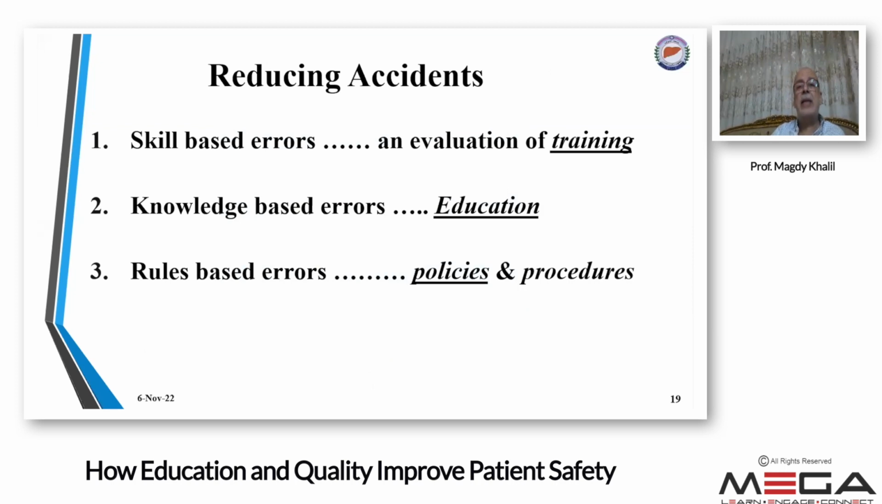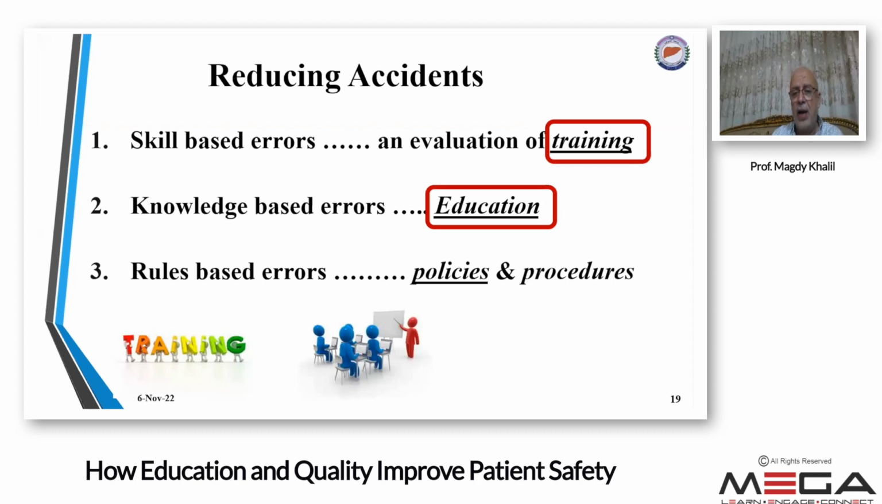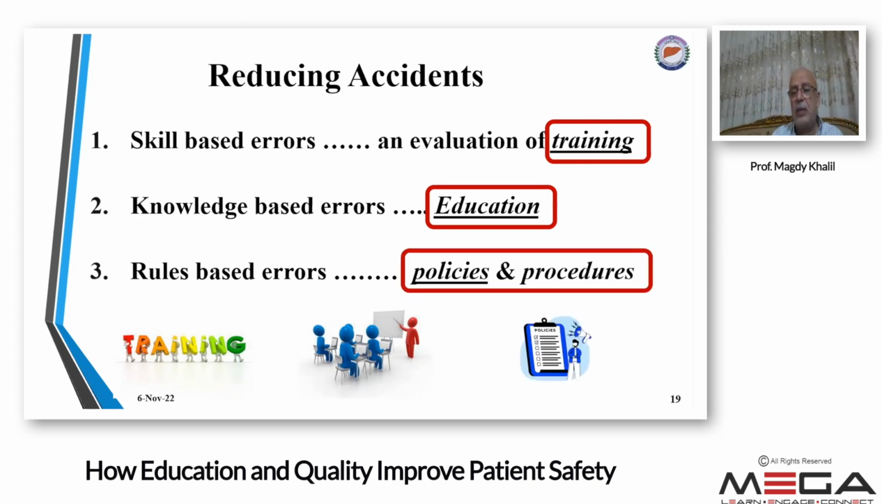How to reduce accidents? Let's simplify it. Skill-based errors are treated by training. Knowledge-based errors are treated or mitigated by education. Rules-based errors are treated by policies and procedures.